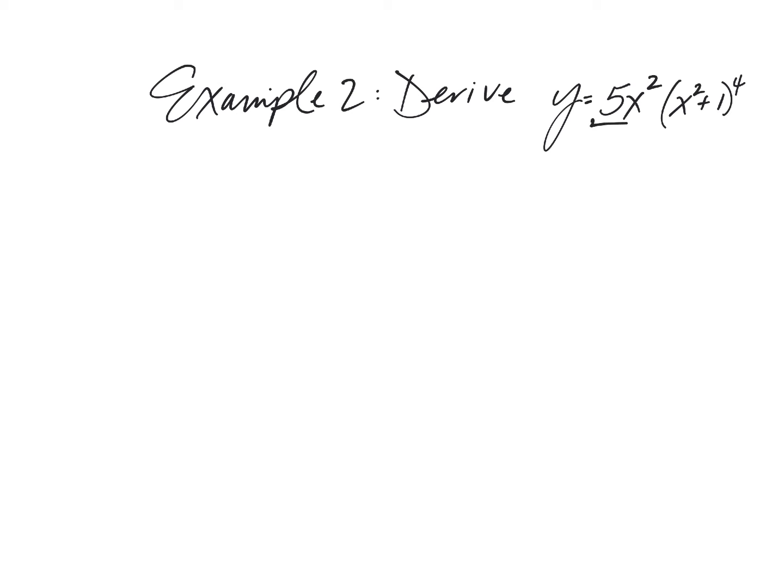So hopefully what you identified is that 5x squared is u. So u equals 5x squared. V equals the quantity x squared plus 1 to the 4th power. Right? Now our next step is to take the derivative of each of those functions separately. So go ahead and pause the video and do that. Press play once you have it done to check.